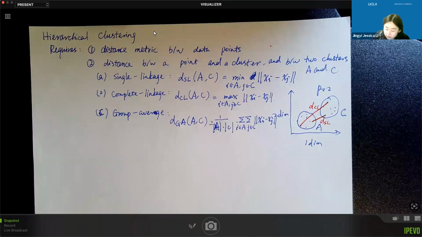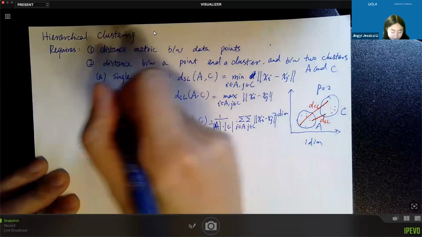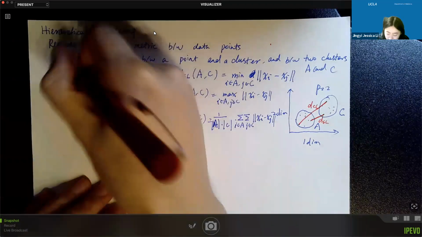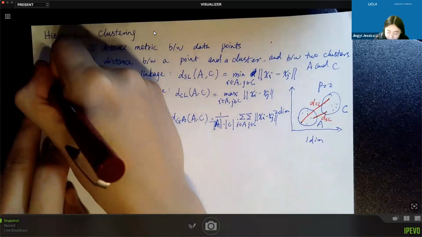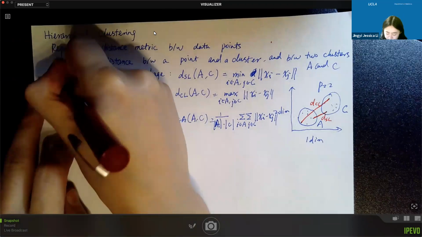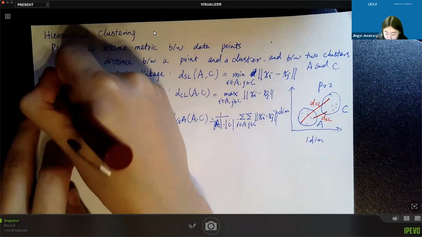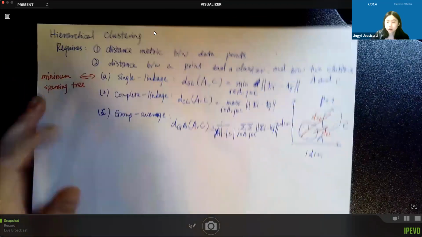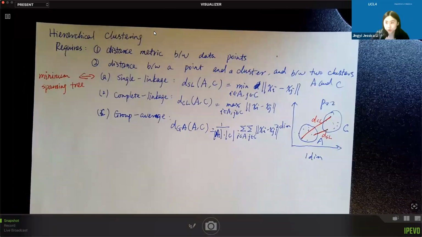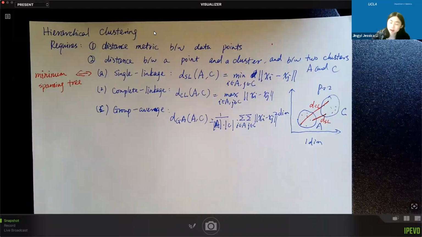Also, single linkage, for your information, has a close connection with a popular algorithm called minimum spanning tree. It's an algorithm for connecting data points into a tree structure, just like what we did in hierarchical clustering. There is a research paper that discusses the connection between those two things, so I'm going to post that to Cecily for your information.